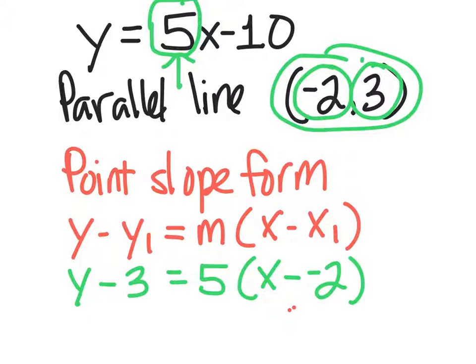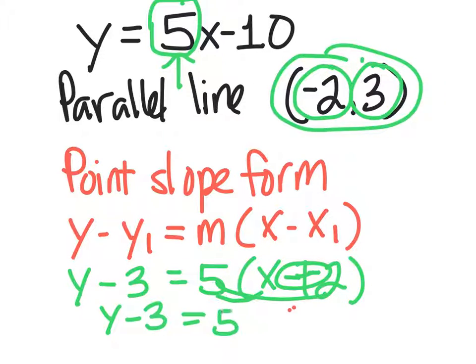Now, all I have to do is simplify this, which I can do. I'm going to use the distributive property. Well, first of all, I'm going to make this addition because two negatives, awesome. Then I'm going to use the distributive property. I get y minus 3 equals 5x, and then 5 times 2 gives me 10. Cool, so I'm almost done. I've only got one more step.